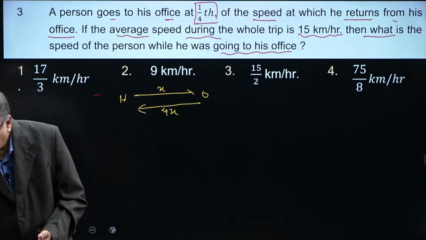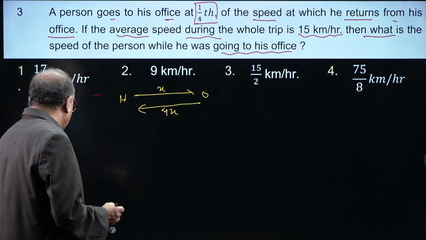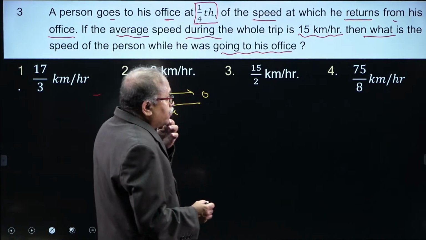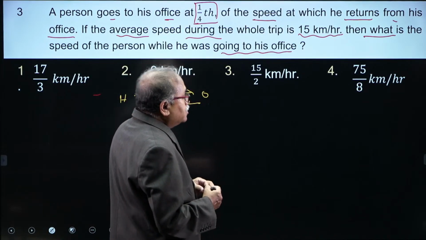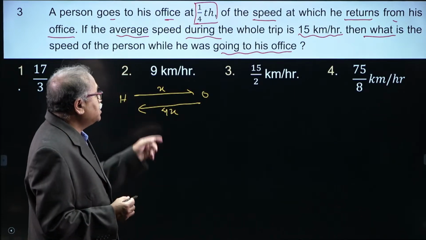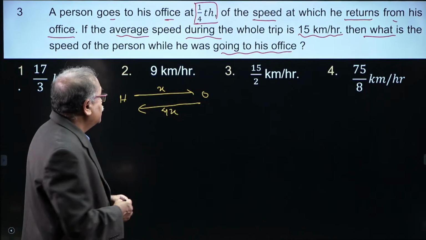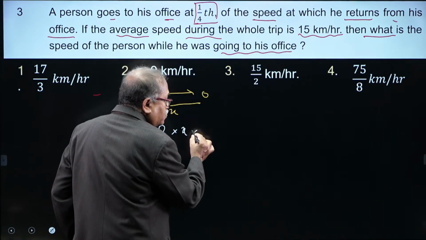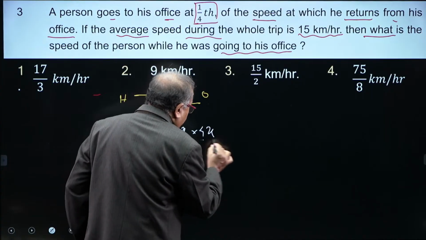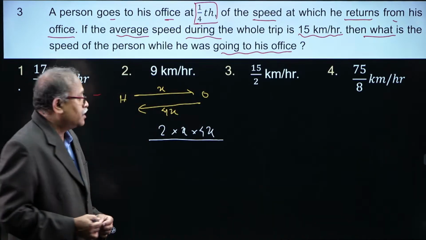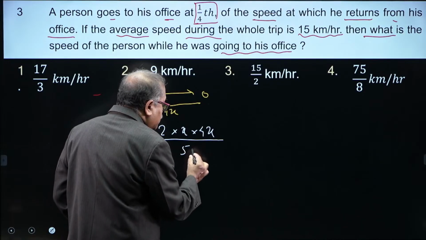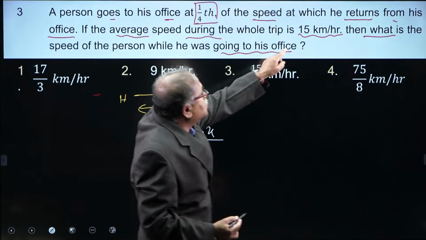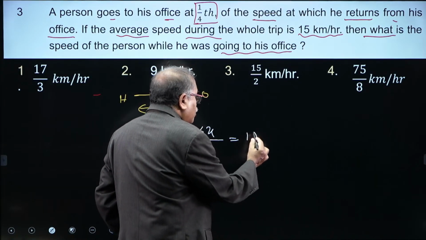Now, let me check how to answer it. Now, what is the average speed? The average speed is 2ab by a plus b. So, in this particular case, that is 2 into x into 4x by x plus 4x, that is nothing but 5x. This is what the average speed is. The whole journey average speed given to us as 15 km per hour.